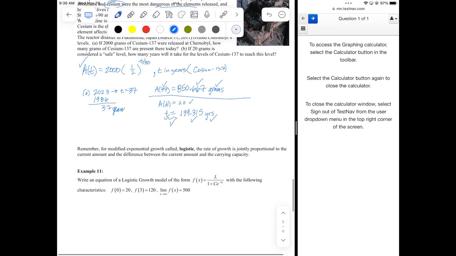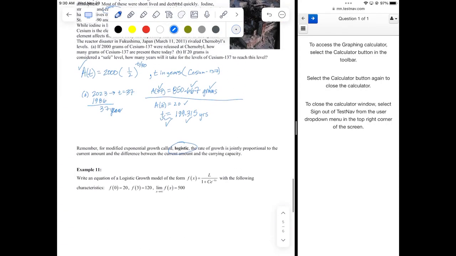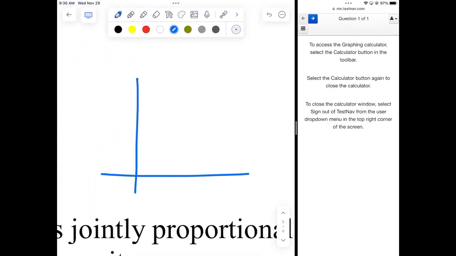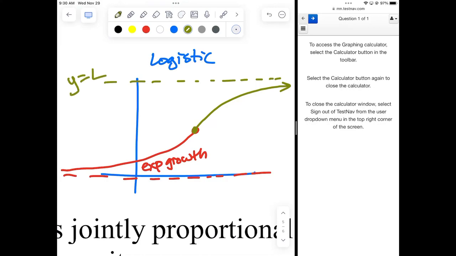All right, let's jump down to example 11. We talked in the previous section about logistic growth. Logistic growth, remember, looks like this. Here's the characteristic for logistic growth. You have this exponential function that has a horizontal asymptote at 0, and it grows exponentially at first. So this is exponential growth right here. But then it gets to this point where it starts to grow the other way, and then it levels off to some upper horizontal asymptote called y equals L. And L is your carrying capacity, or your limit to growth.